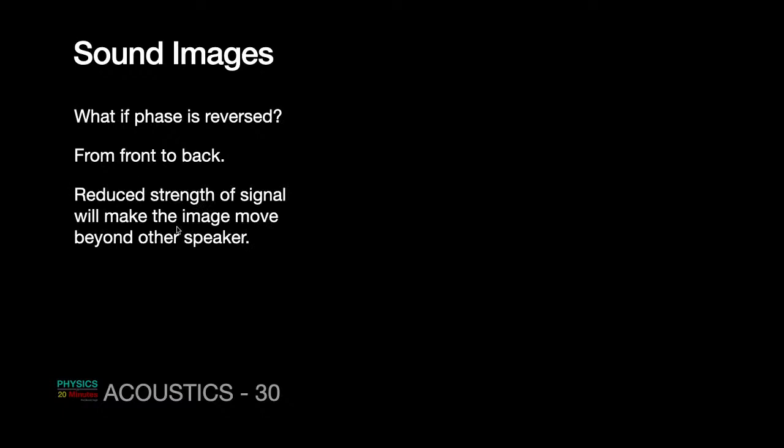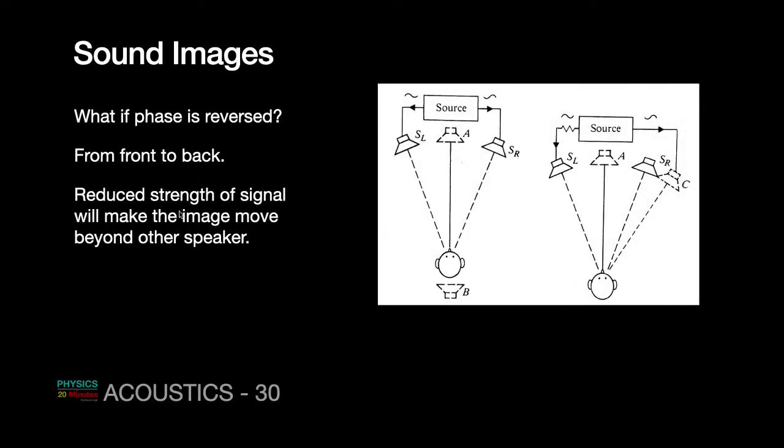Reduced strength of the signal will make the image move beyond the other speaker. So, for example, I have two examples over here. The front to back is the first one. The source feeds the left speaker and right speaker, but they are fed phase reversed. You can see from the source, this is crest and trough, and this is trough and crest. So if they are fed with identical signals, the resultant image is in front in the center. But if they are phase reversed, the resultant image is behind.